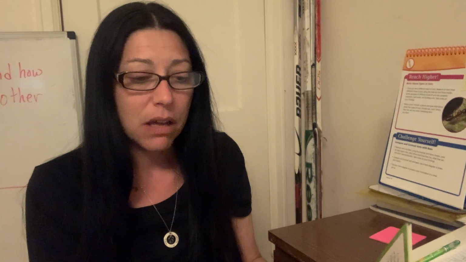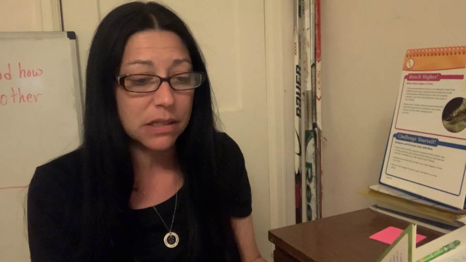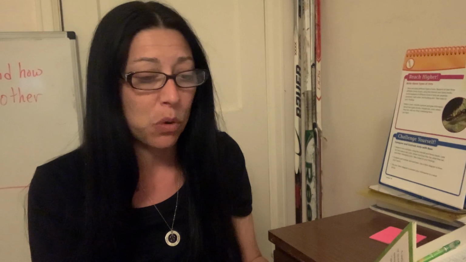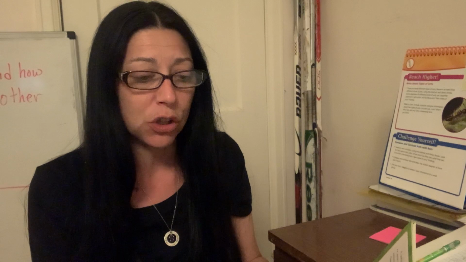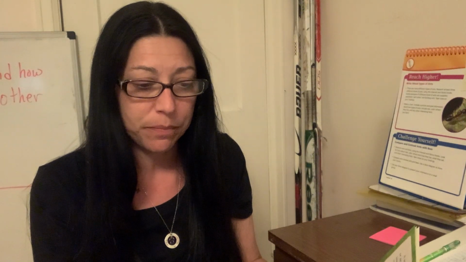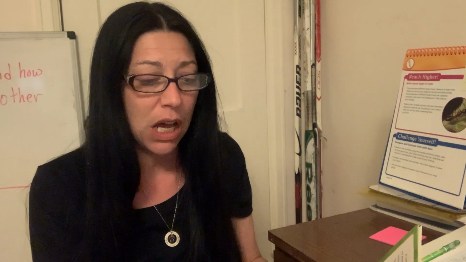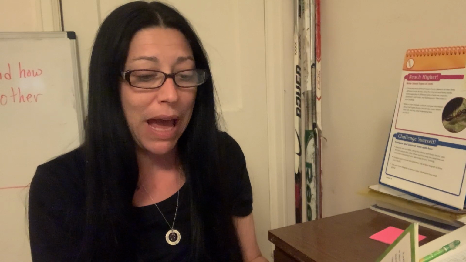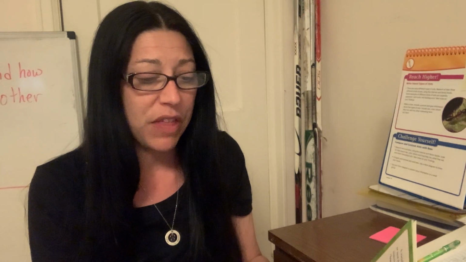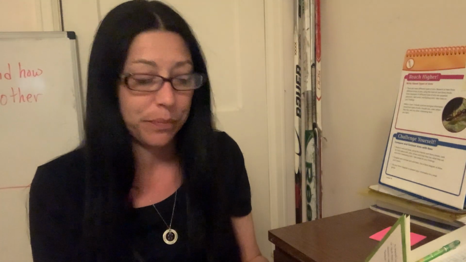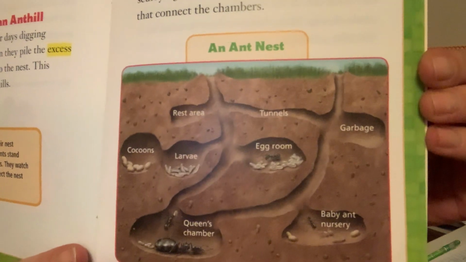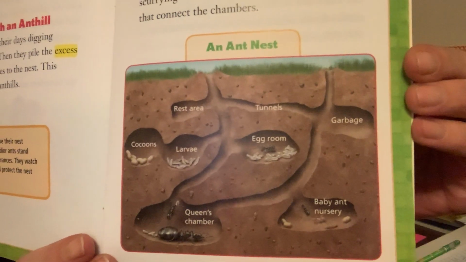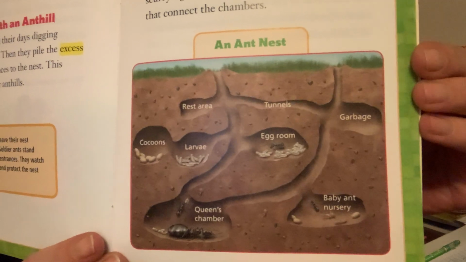Inside the nest, the tunnels lead to a chamber for the queen ant, chambers for the eggs and babies, a rest area, and a special chamber for garbage. Ants spend a lot of time scurrying back and forth through the tunnels that connect the chambers. And there's a picture of the different ant chambers, and they're all labeled.